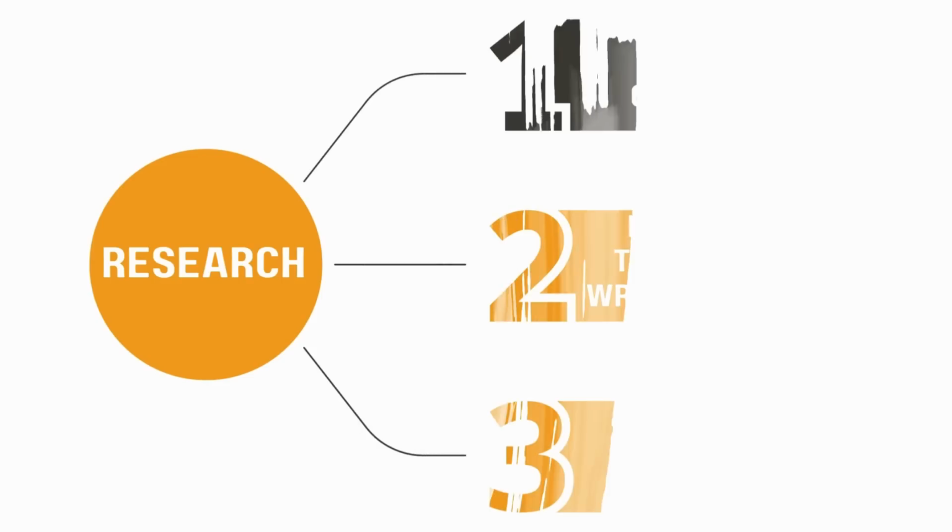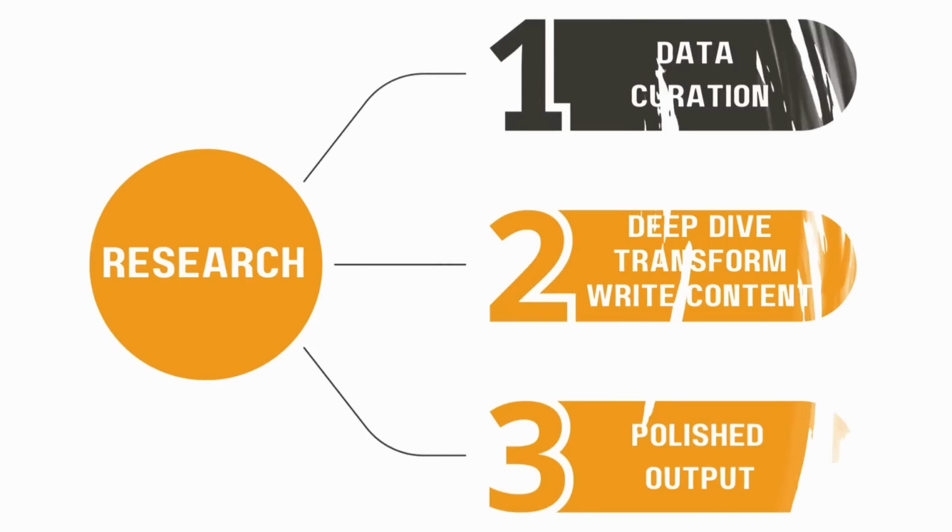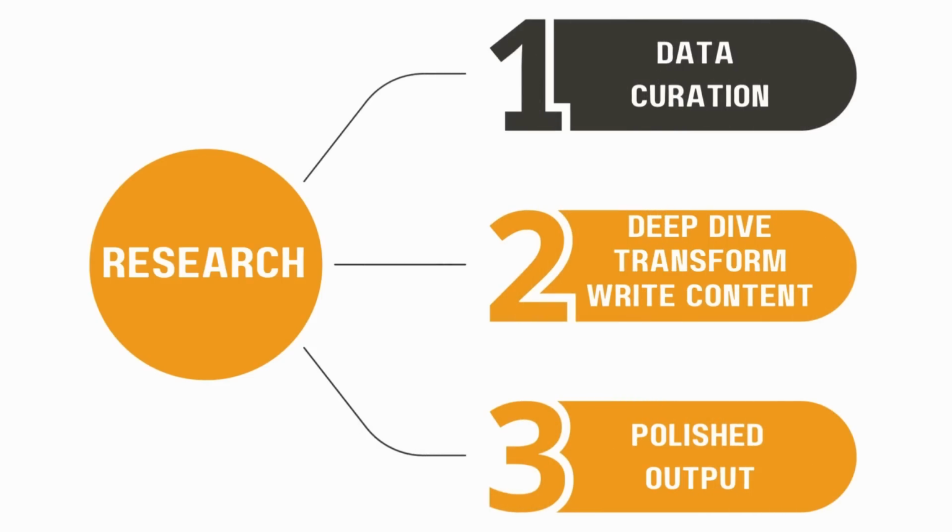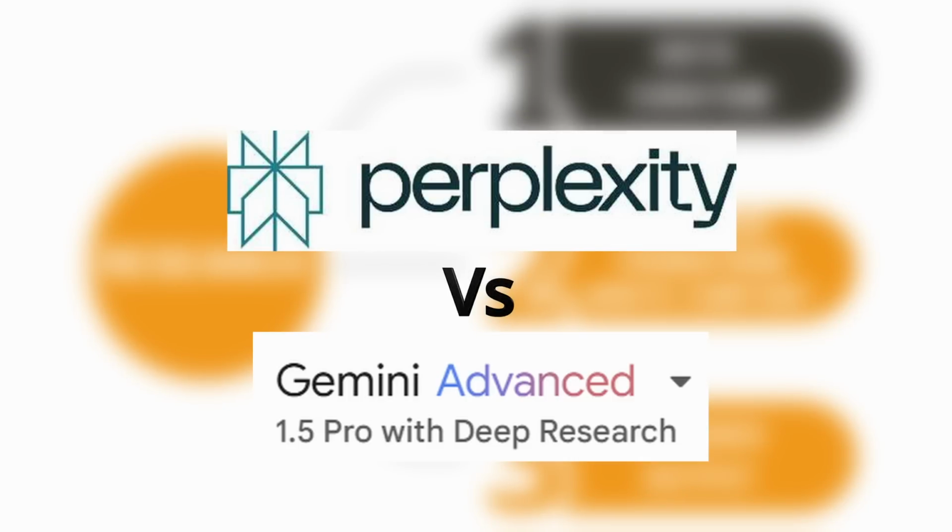Every successful research project follows these three crucial steps. In this video, I'm going to show three very powerful tips that will change your research game. 1. In-depth comparison of Perplexity and Google Deep Research for data curation.